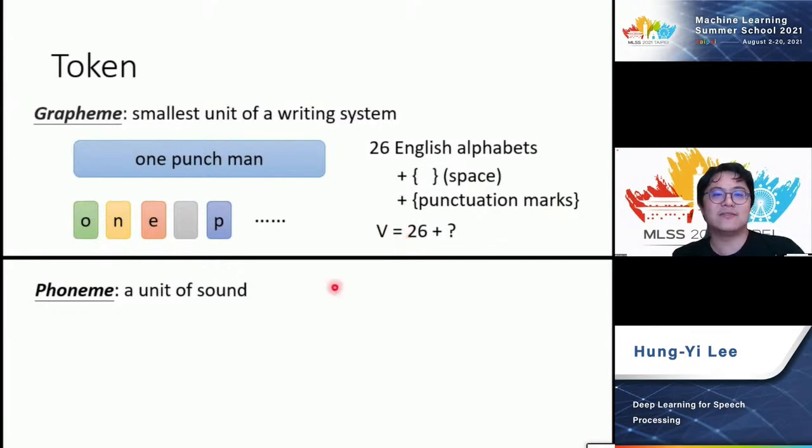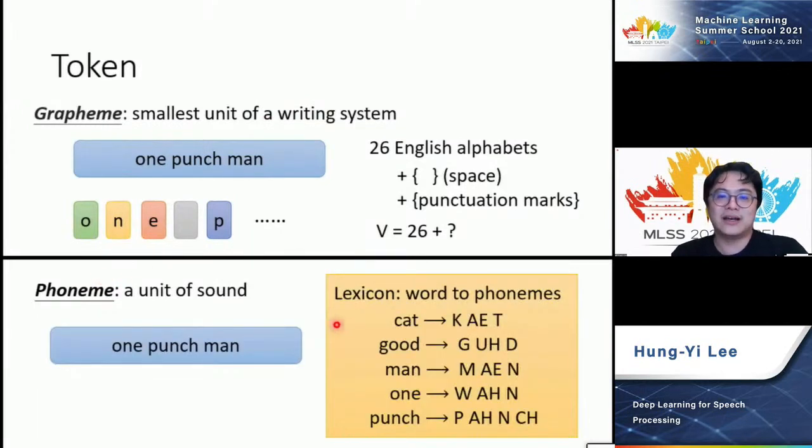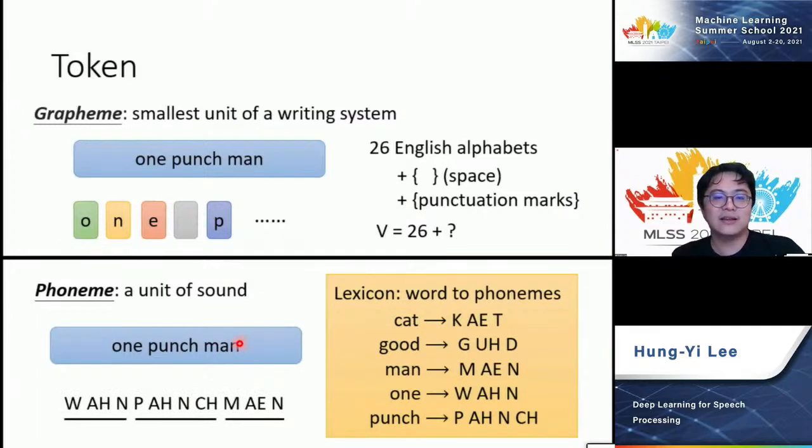Another widely used token is phoneme. Grapheme is the smallest unit of a writing system. Phoneme is the unit of sound. To use phonemes, you need a lexicon. In the lexicon, you have the mapping from words to phonemes. Given a sentence to represent as a phoneme sequence, you look up the lexicon, then you can find the phonemes of each word, and transform the sentence into a phoneme sequence. Phoneme sequences are also widely used in speech recognition because phoneme is the unit of sound, so it is highly correlated with speech. If you use phonemes as the output of the speech recognition system, this will make your model simpler because your output is highly related to your input.